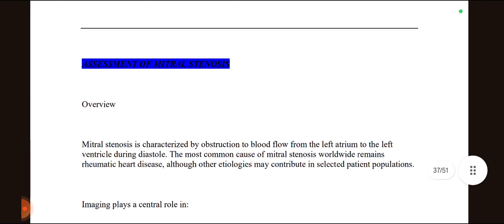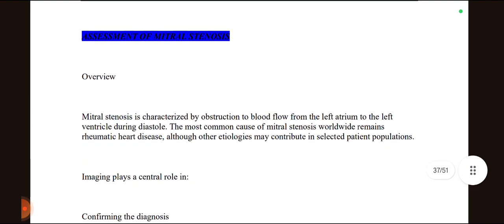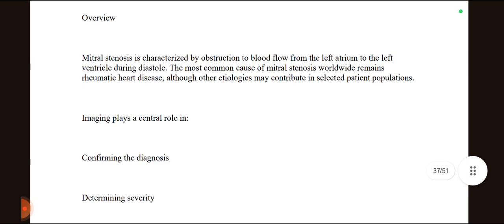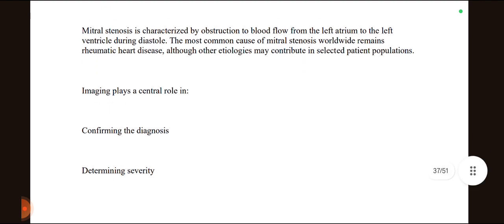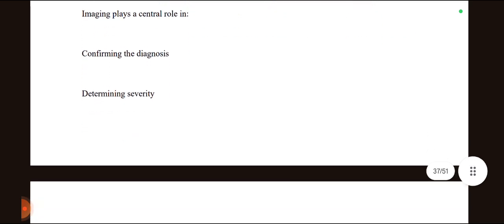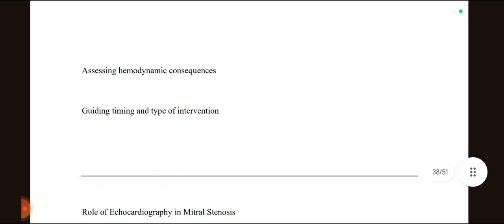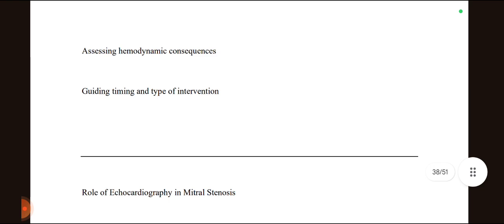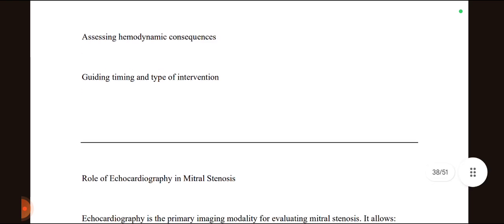Now coming on to mitral valves. The assessment of mitral stenosis. Mitral stenosis is characterized by obstruction to blood flow from the left atrium to the left ventricle during diastole. The most common cause of mitral stenosis worldwide remains rheumatic heart disease, although other etiologies may also contribute in selected patient populations. Now, imaging plays a central role in confirming the diagnosis, determining the severity, assessing the hemodynamic consequences, and guiding timing and type of intervention.